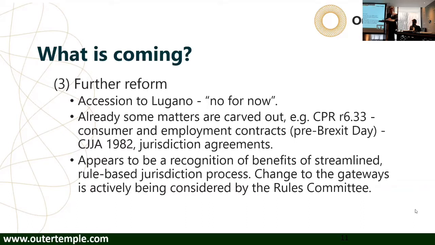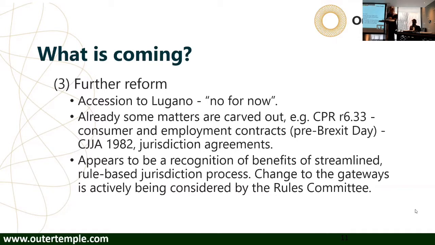Obviously, the UK government has gone all guns for the UK to accede to the Lugano Convention. That's been rebuffed, and for the moment we just have to regard that as where it lies for now. But there are some other steps that have been taken, some before Brexit Day and some shortly after, which are designed to carve out particular cases from forum non conveniens, so you don't get these types of arguments being made.